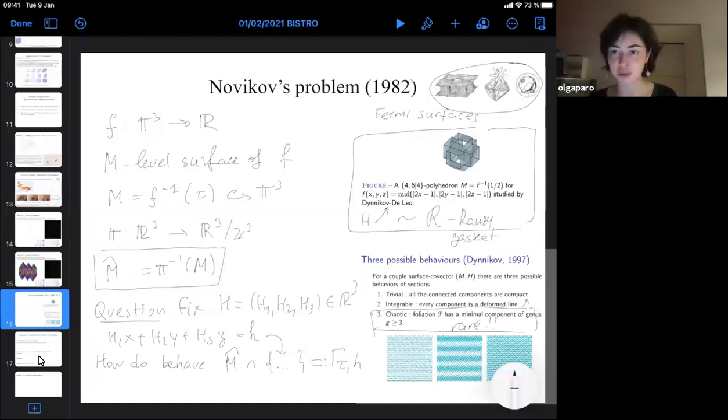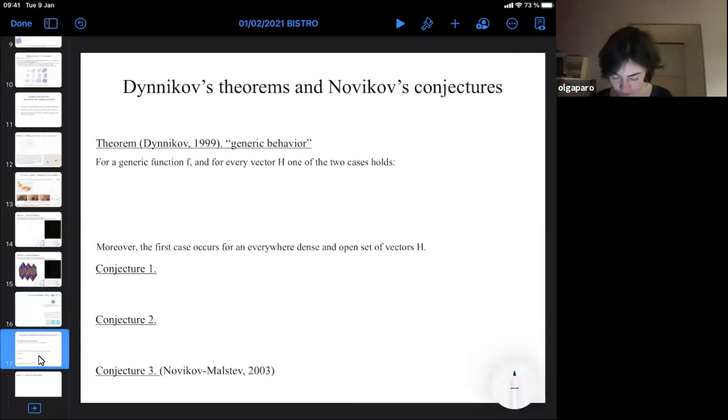And what I want to say is that the study of this surface is the same as the study of triangle tiling billiards. So yes, I'm going very fast on Novikov's problem, but it's a classical problem that has been studied for 40 years, and it started with a question of Novikov.